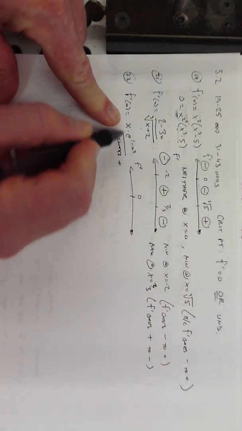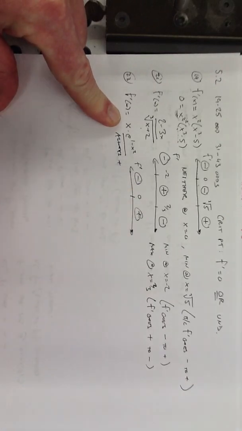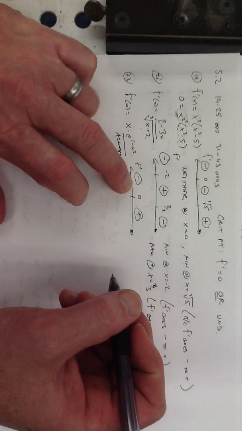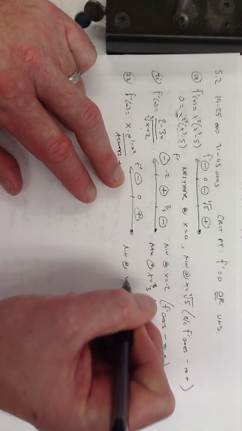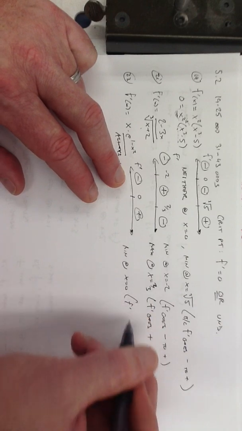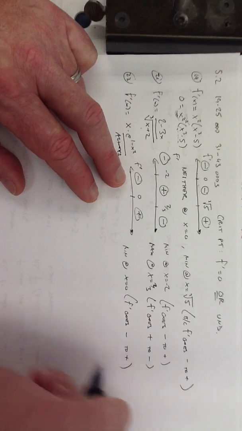And since this is always positive, when x is positive, the derivative is positive. And likewise negative. So it looks like I have a minimum at x equals 0 because f prime goes from negative to positive.